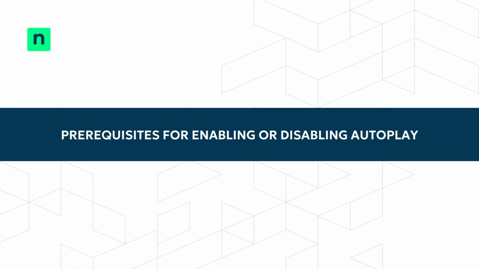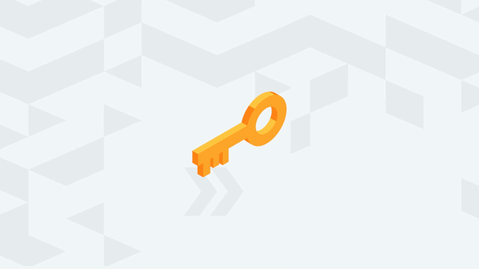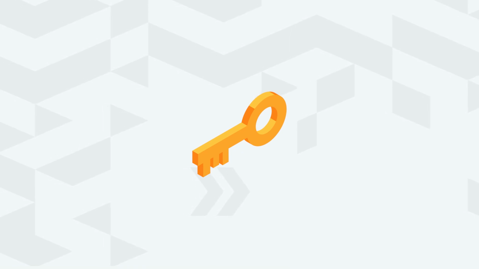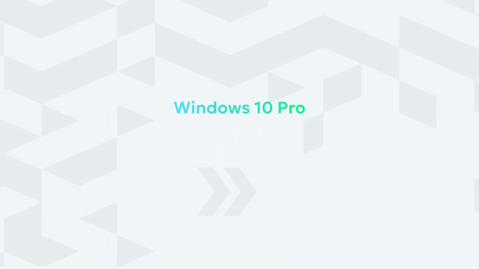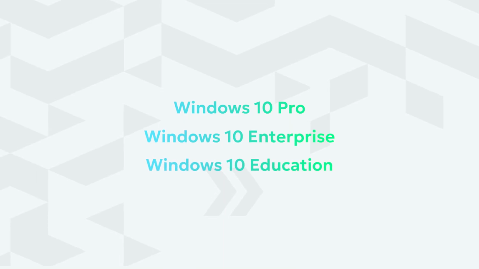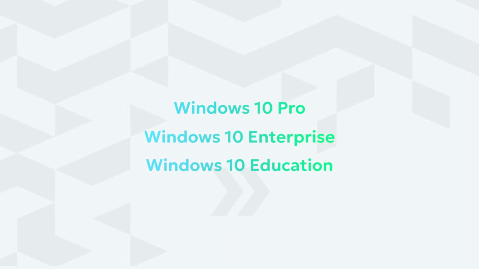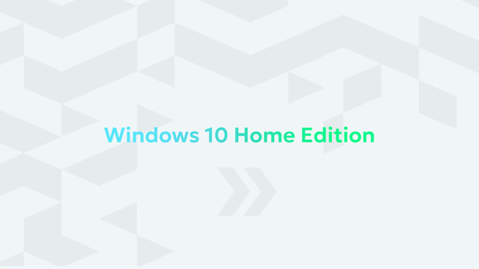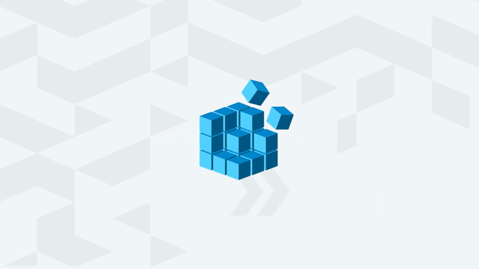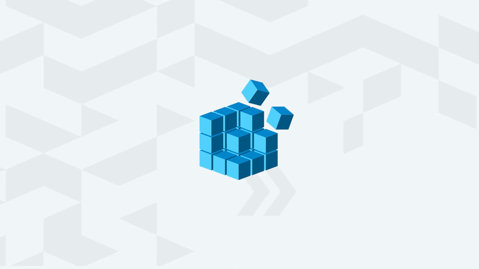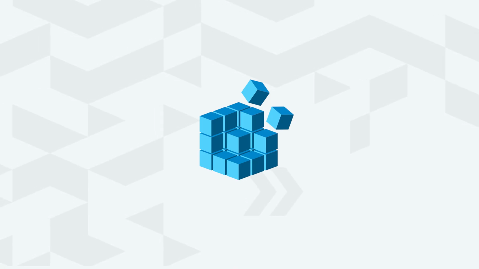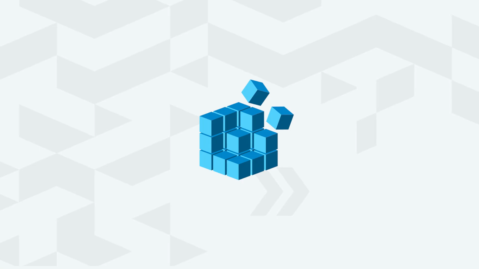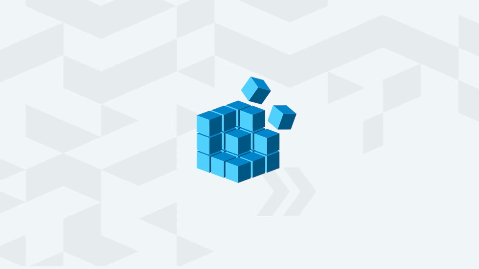Prerequisites for enabling or disabling autoplay. Before we dive in, let's quickly go over what you'll need to follow along. First, you'll need administrator privileges to make any changes. If you're on Windows 10 Pro, Enterprise, or Education, you can use the Local Group Policy Editor. If you're using the Home Edition or prefer using scripts, the Registry Editor is your option. And one more thing, if you're using the Registry Editor, make sure to back up your Windows registry first. That way, if anything goes wrong, you can easily restore your system.